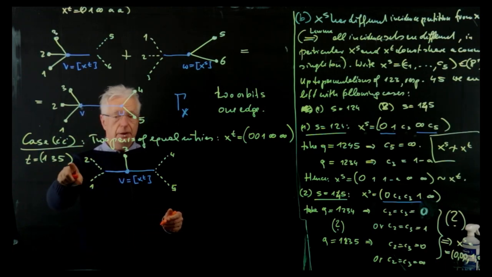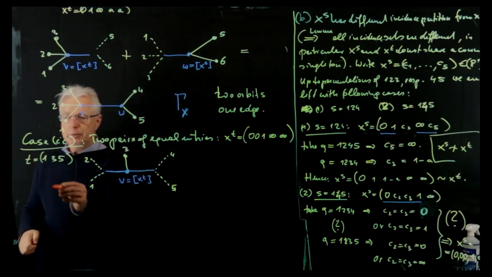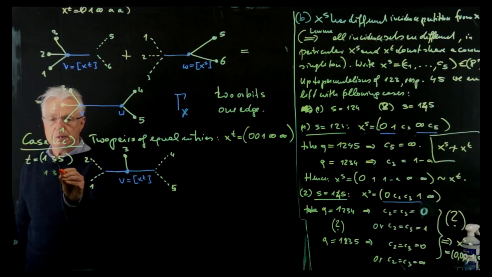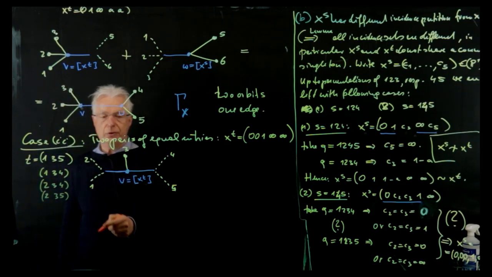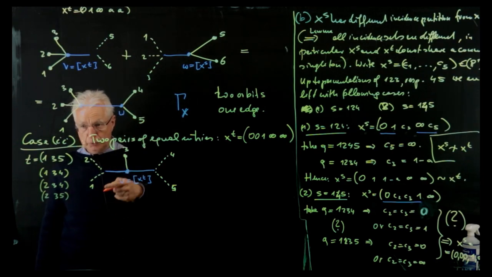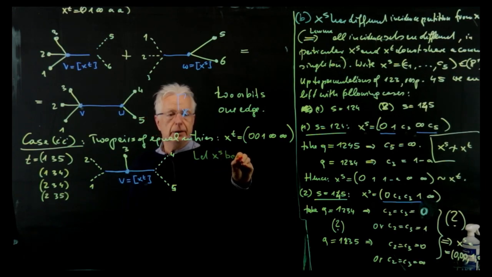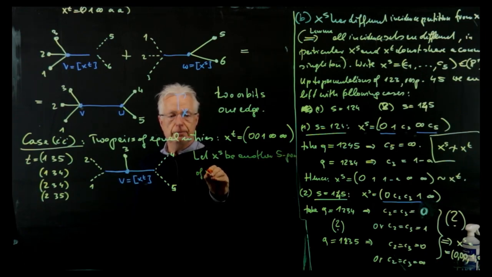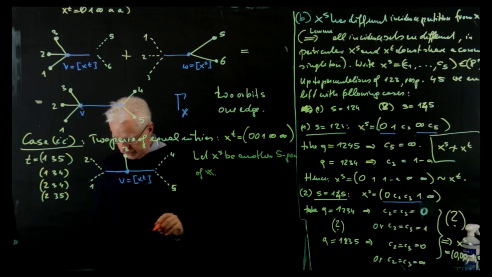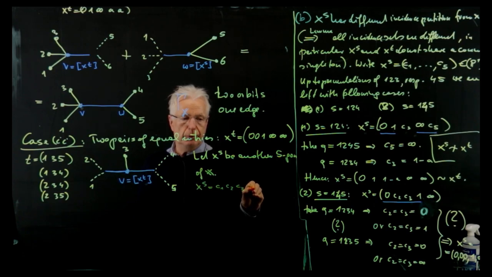And this also works, though there are several t's which give us the same orbit, we could also take 1, 3, 4, or we could take 2, 3, 4, or 2, 3, 5. They all give us just the same orbit. So you have to work through all the triples. Yeah. So let XS be another 5-gon of X. And we write it again, XS equals c1, c2, c3, c4, c5.